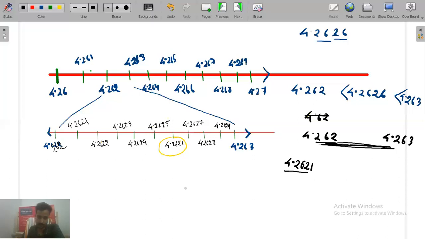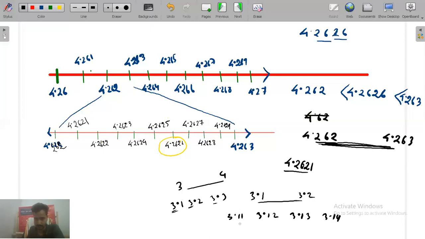Now see, if you are asked to divide the distance between 3 and 4 into 10 equal parts, you will write like this: 3.1, 3.2, 3.3. That means this part will remain same. Suppose you are asked to divide the distance between 3.1 and 3.2 into 10 equal parts. You will write 3.11, then 3.12, 3.13, 3.14. In the same way here, this part will remain same. So it will be 4.2621.